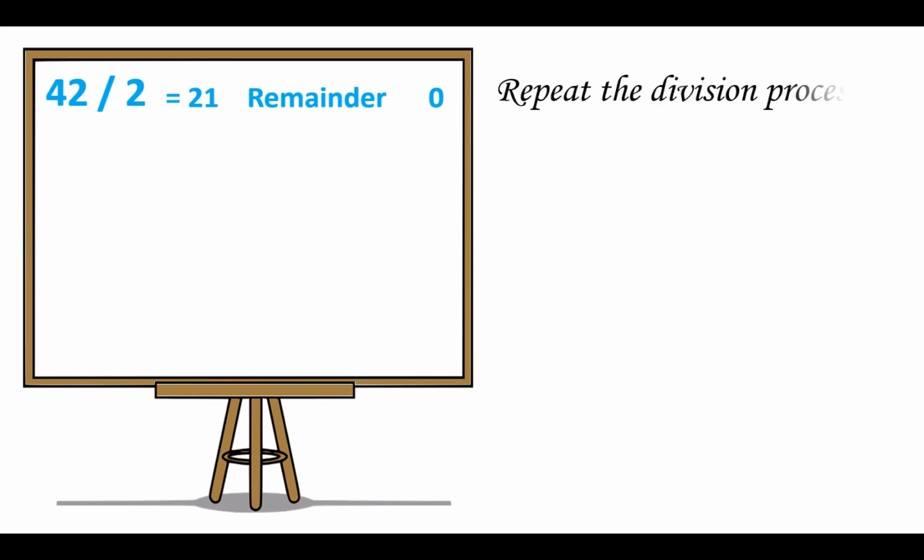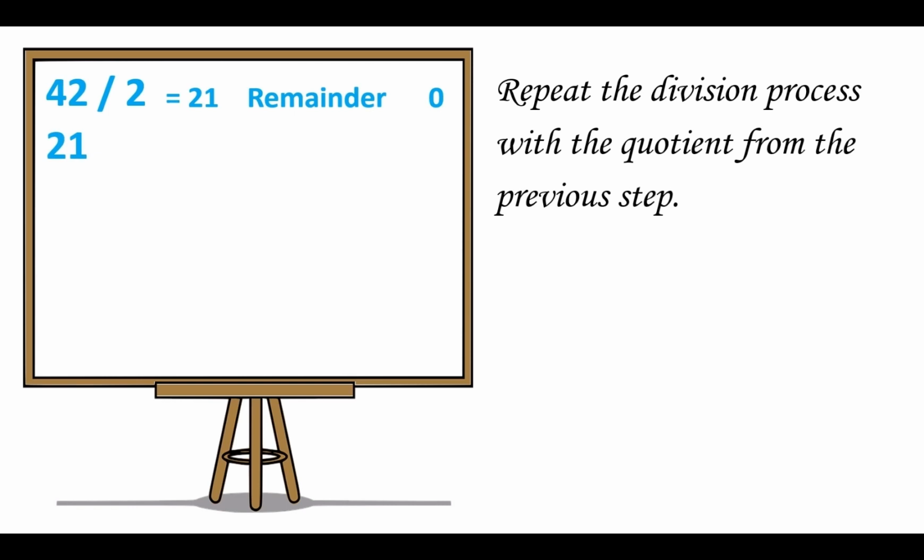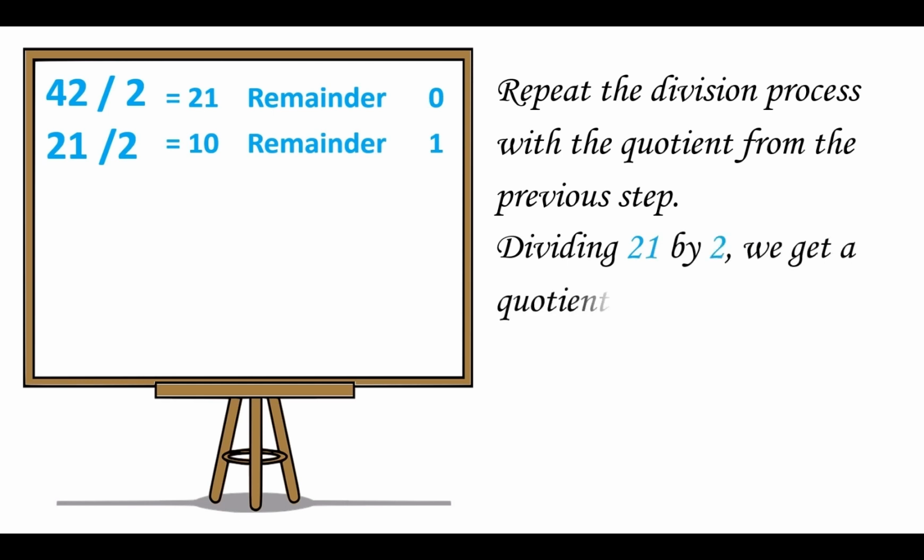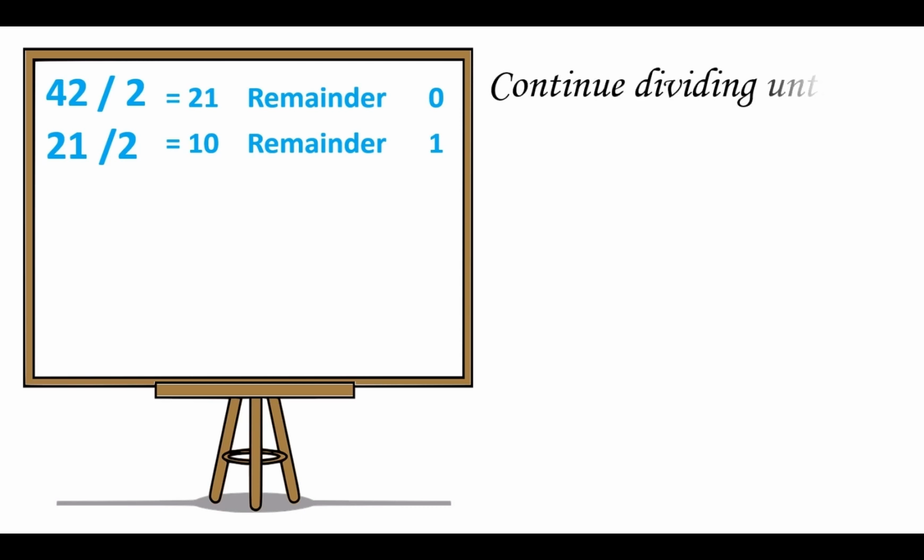Repeat the division process with the quotient from the previous step. Dividing 21 by 2, we get a quotient of 10 and a remainder of 1. Continue dividing until the quotient becomes 0.